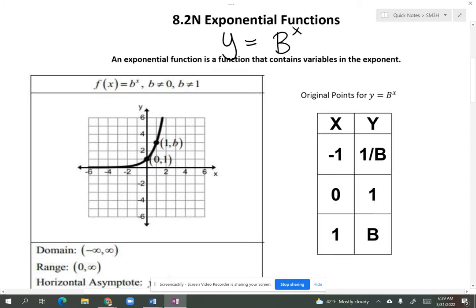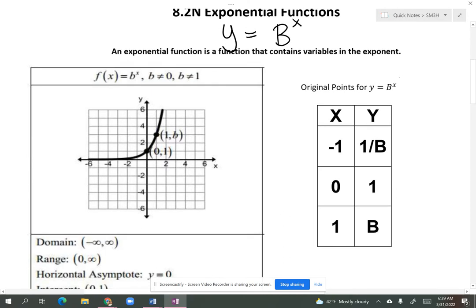So when we know what our base is, then we can start with our original points of the basic graph, and there are only three of them. They are (-1, 1/b), (0, 1), and then (1, b), with b being the base.